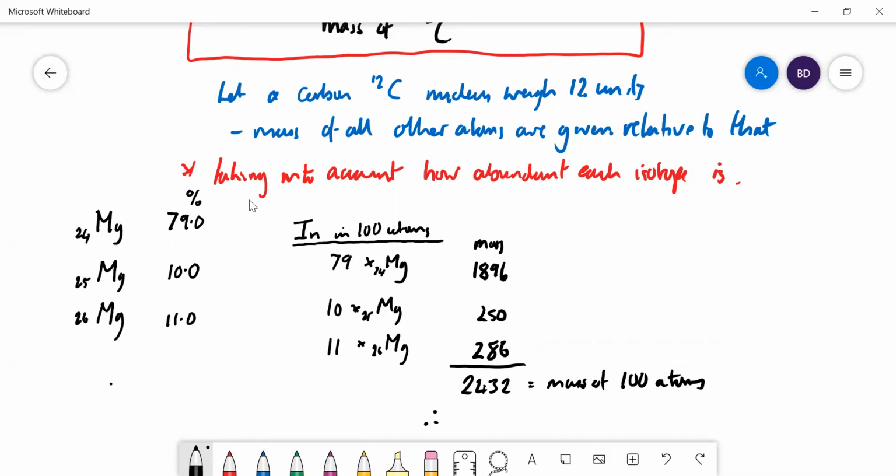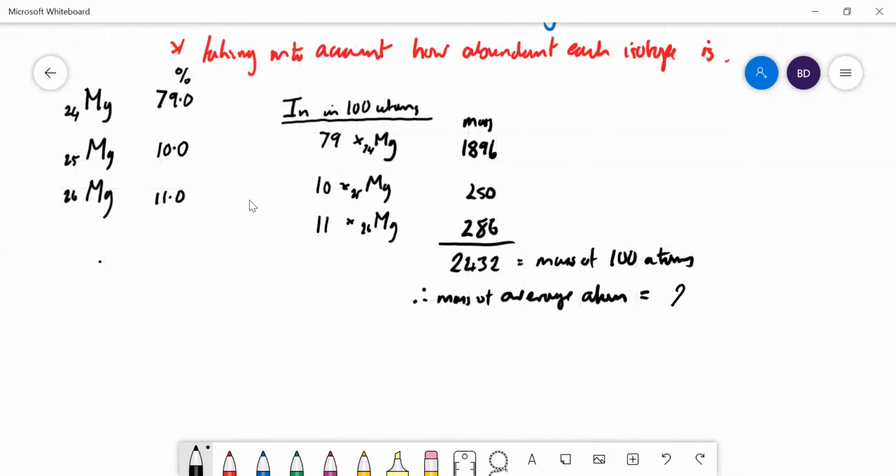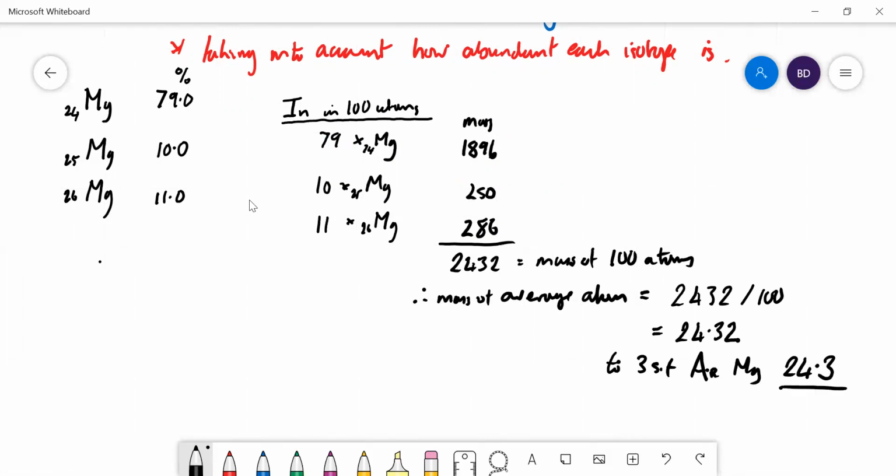So therefore, the mass of an average atom is going to be equal to that divided by 100. That's equal to 24.32. So that's 3 significant figures. I'm going to say the AR of magnesium is 24.3. Okay. So that's how we do that.